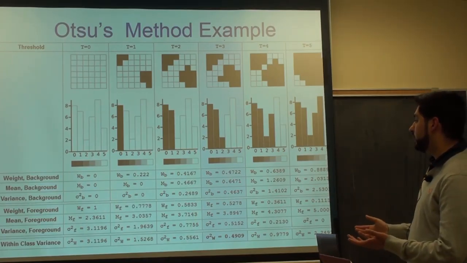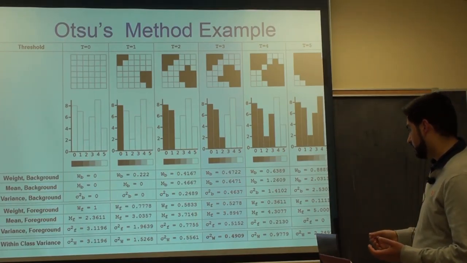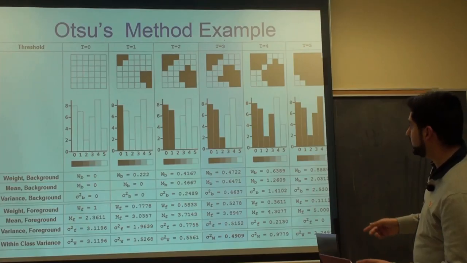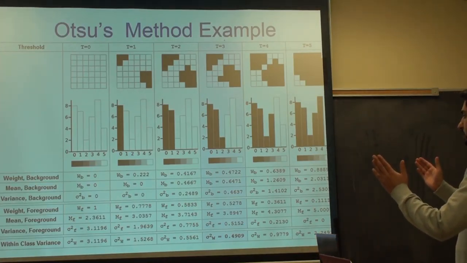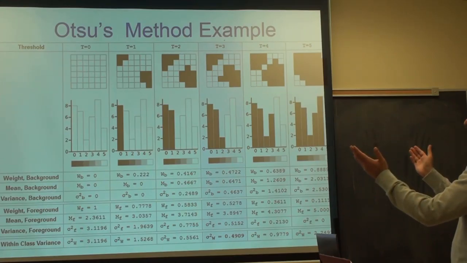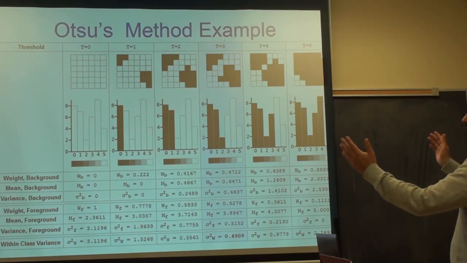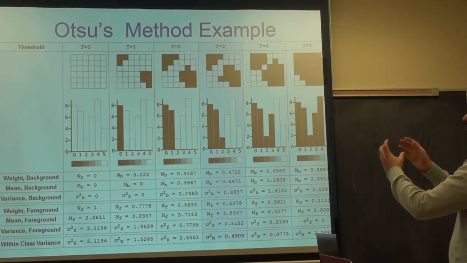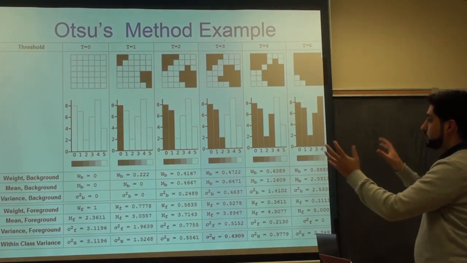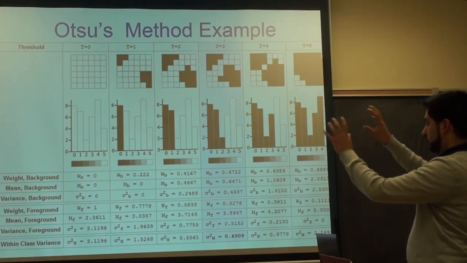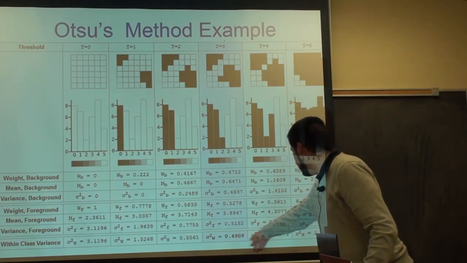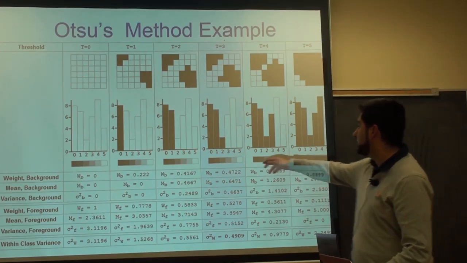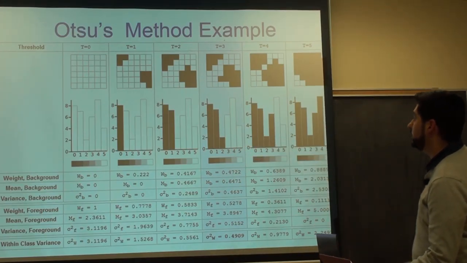And we know we need the maximum separation. I mean, this is within class. So we need the lowest within-class variance, maximum separation between classes and minimum within the same class. That means we need to group all the pixels together, or all those intensities should be close together, which is this value, the lowest here. So we know we can choose the threshold as 3.